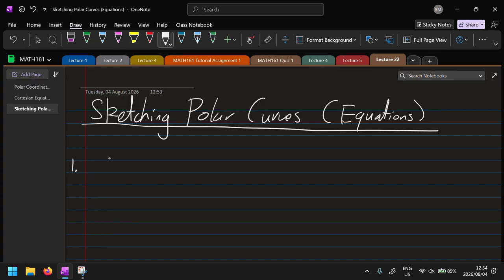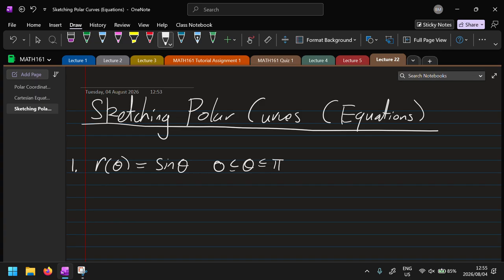So number 1, r of theta is equal to sine theta for 0 less than or equal to theta less than or equal to pi. So we want to sketch this curve here.